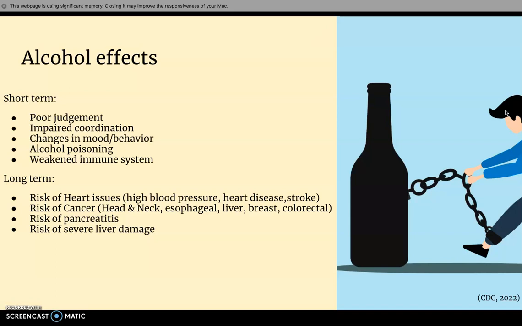Long term issues are risk of heart issues such as high blood pressure, heart disease, and stroke. Risk of cancer, this can include head and neck, esophageal, liver, breast, and colorectal. Risk of pancreatitis, and risk of severe liver damage.